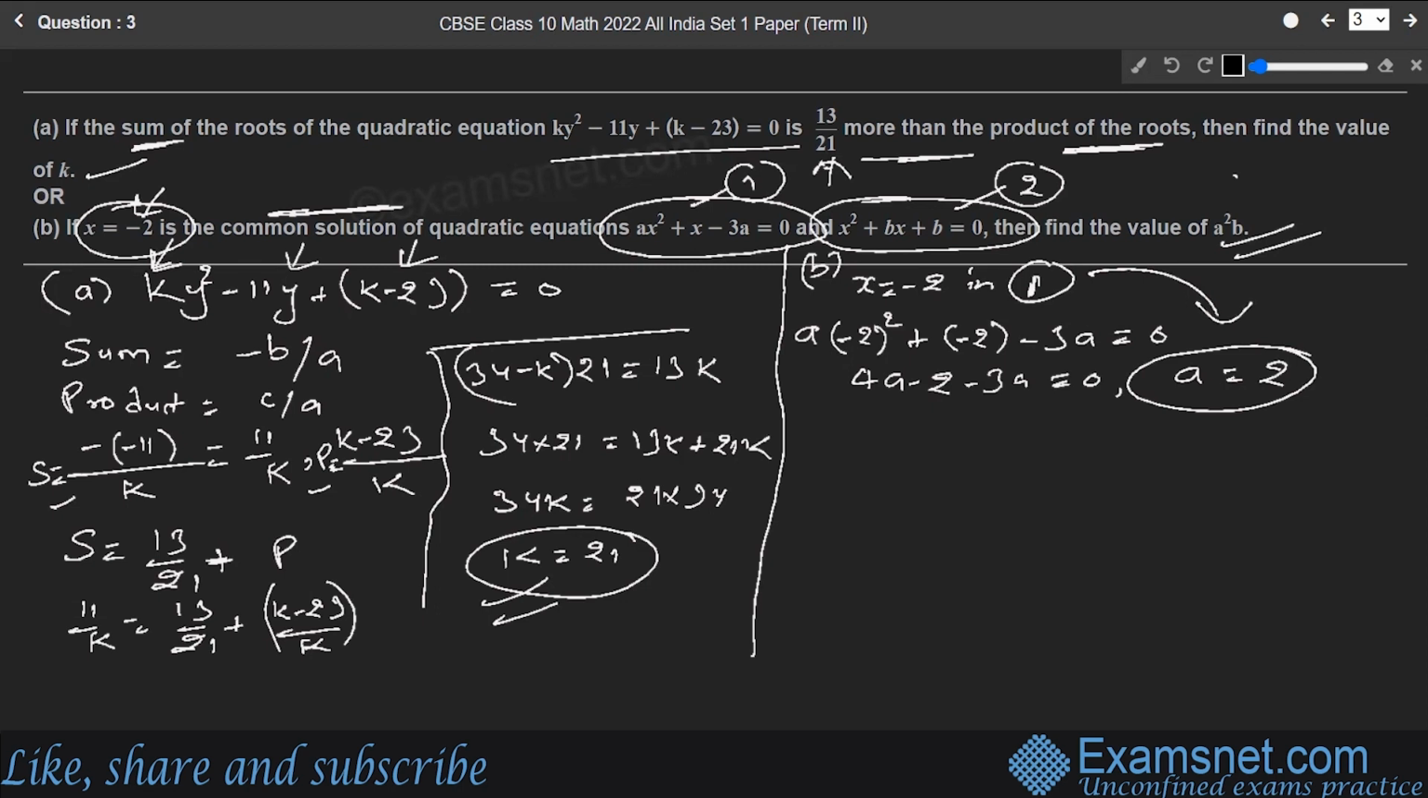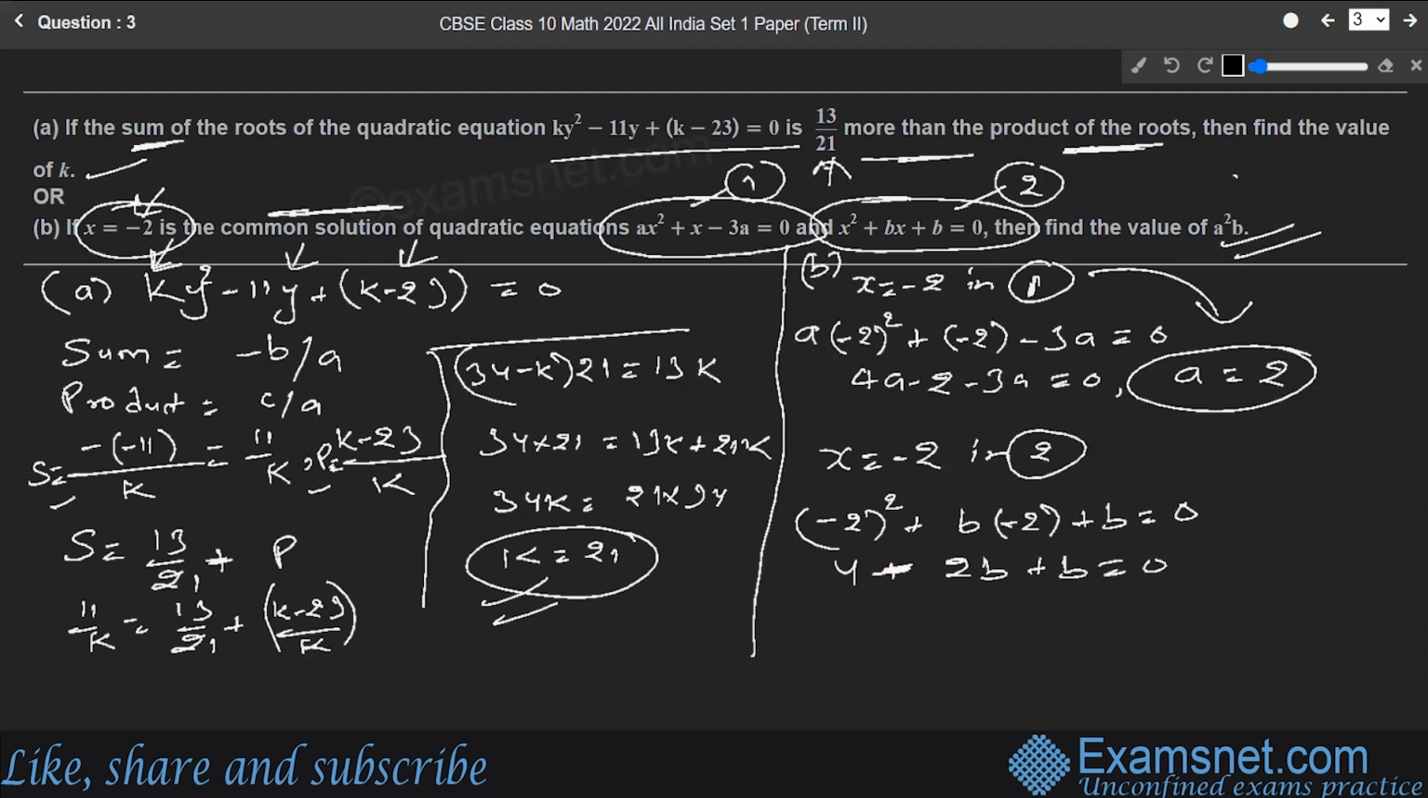Let me do that with equation number 2 also. Now I am putting x equal to minus 2 in equation number 2. If I do that, equation number 2 becomes (minus 2) whole square plus b times minus 2 plus b equal to 0. If I further solve this, this is 4 minus 2b plus b equal to 0. This is going to be 4 minus b equal to 0. So the b value comes out to be 4.